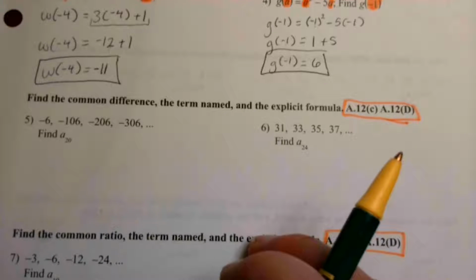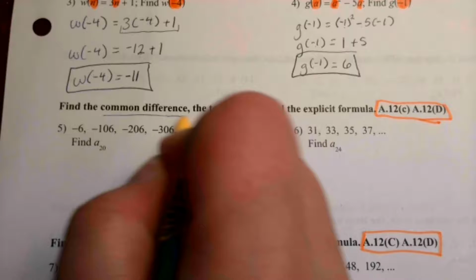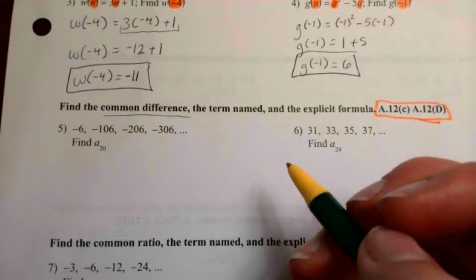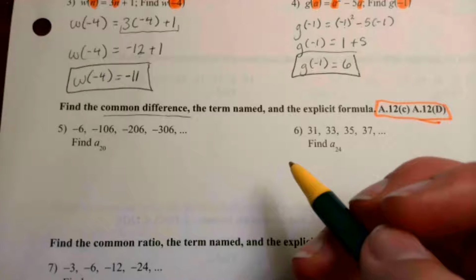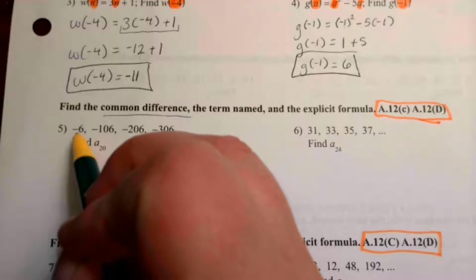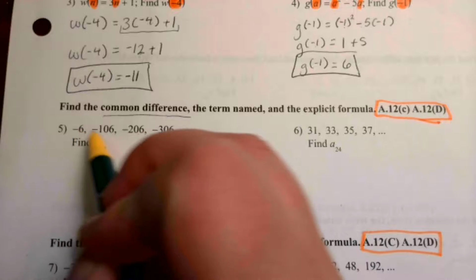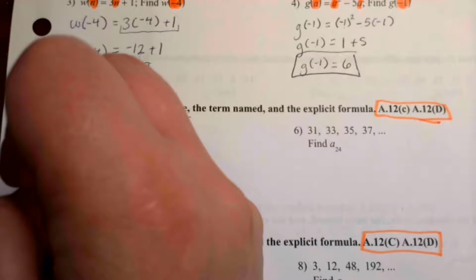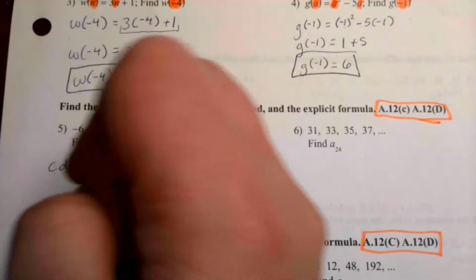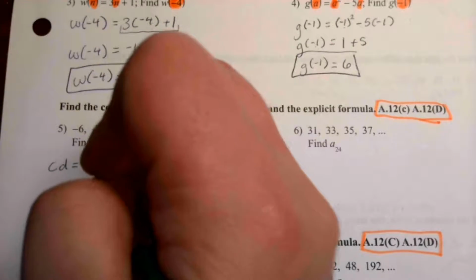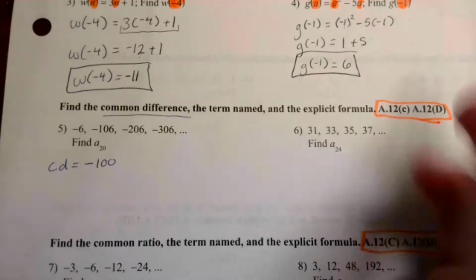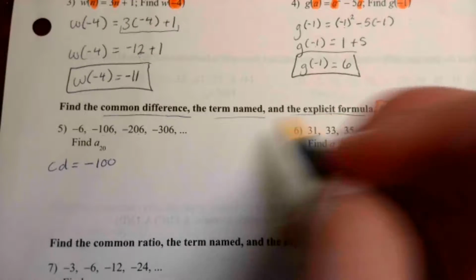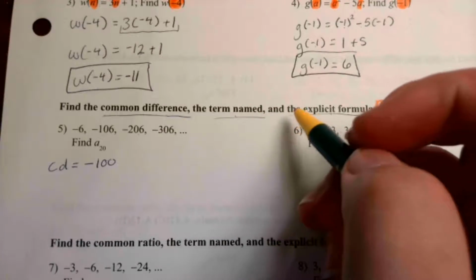So we need to find, for this one, it tells me to find the common difference. So that's just how much I'm adding or subtracting to a given term. So it looks like we're basically adding 100, but it's negative. So my common difference is a subtract 100. Then I need to find the explicit formula and the term name. It's easier to find the explicit formula before the term name, so I'm going to do that.